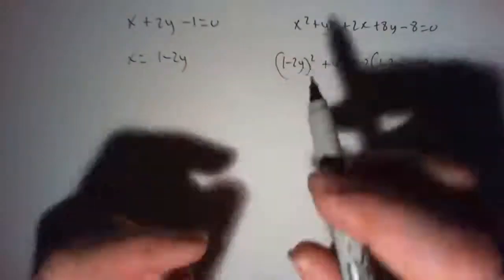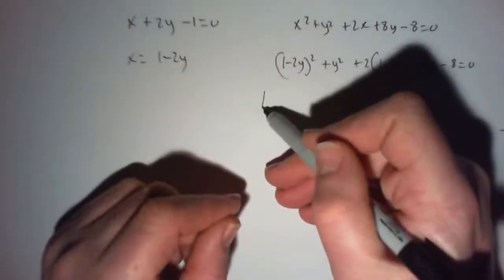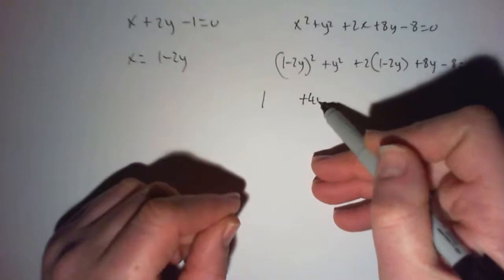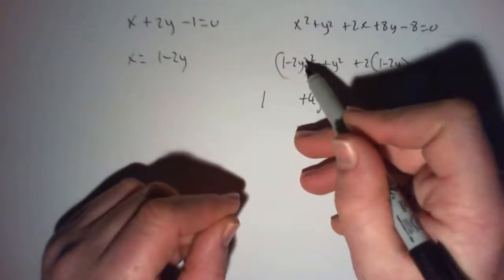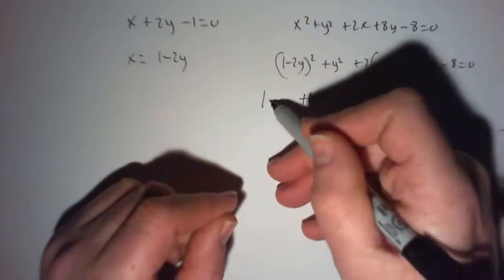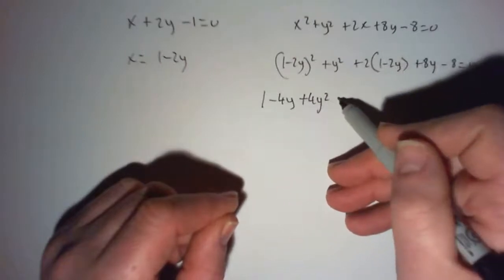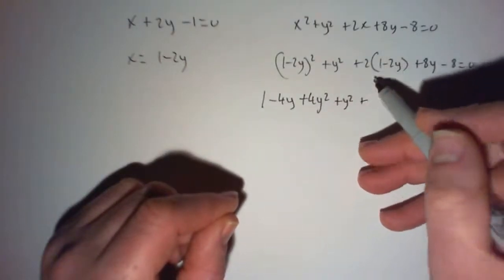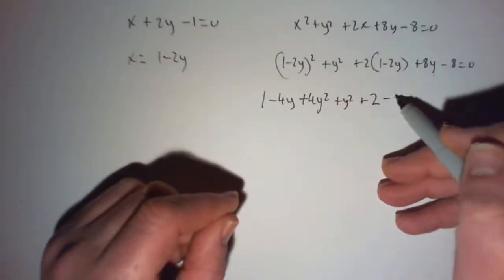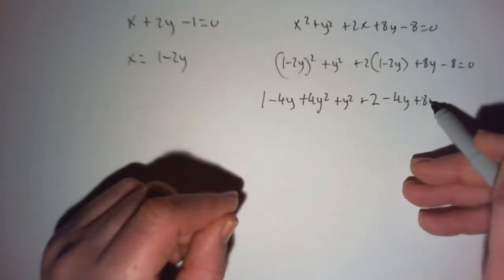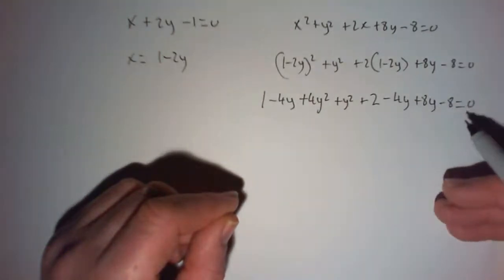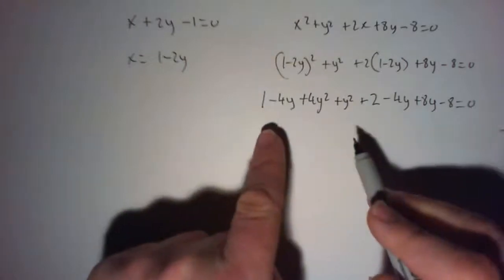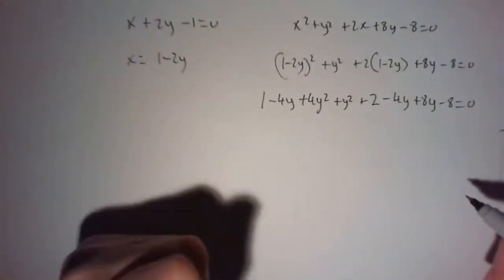So what are our rules here? Square the left, square the right. Multiply them together, minus 2y, and double it. Plus y squared plus 2 times 1 is 2, minus 4y plus 8y minus 8 equals 0. We're going to have to do a bit of tidying up here, but it's not the worst tidying up I've ever seen in my life.